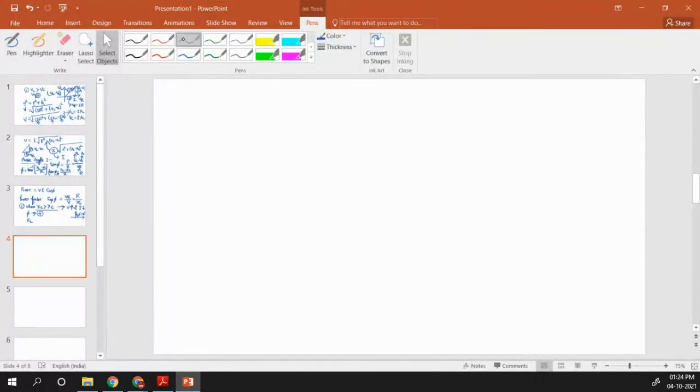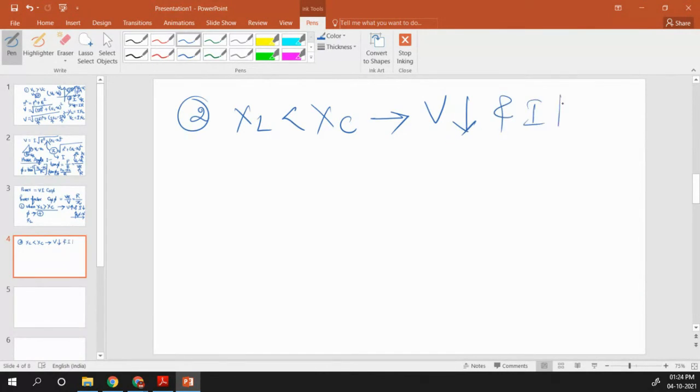Let's consider the second case. In this second case, we have XL is less than XC. Quickly give your response. Your current will lead or current will lag? Current will lead. Yes. So voltage will lag and current will lead in the second case. And what is the phase angle right here, positive or negative? Negative. Yes, you are right. It is negative in this case.